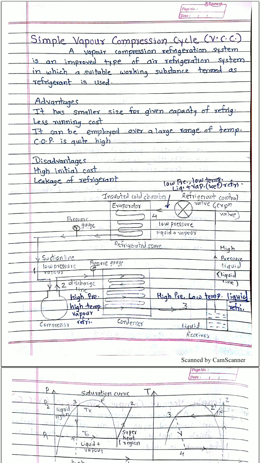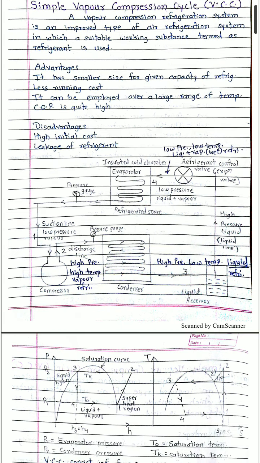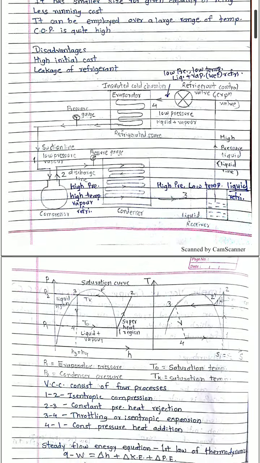In the last lecture, we discussed the simple VC, vapor compression refrigeration cycle. In many textbooks, they mention VCRS or VCC, vapor compression refrigeration cycle or vapor compression cycle. In that, we discussed the four processes, the output of the four processes, and the PH and TS diagrams.